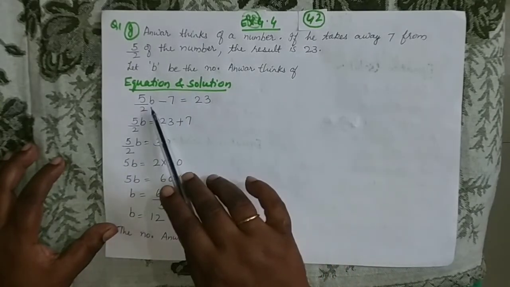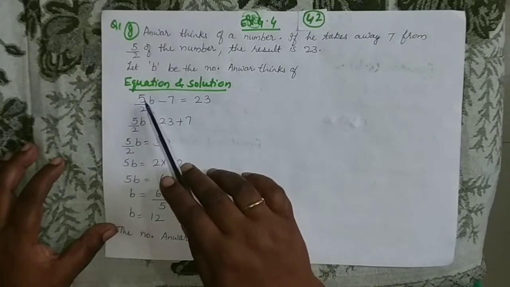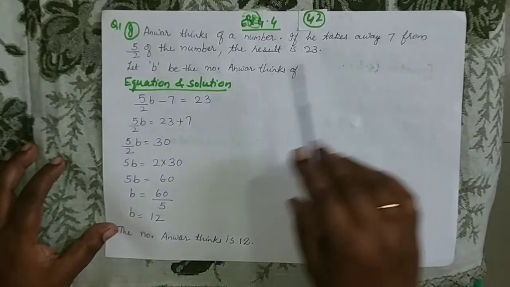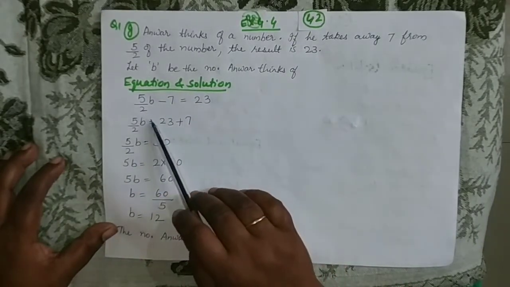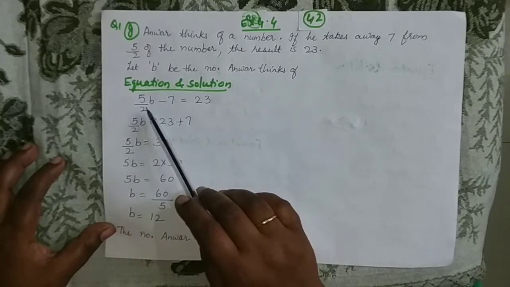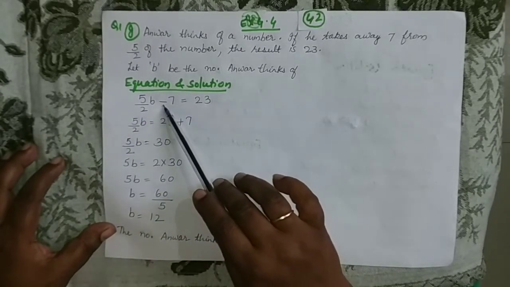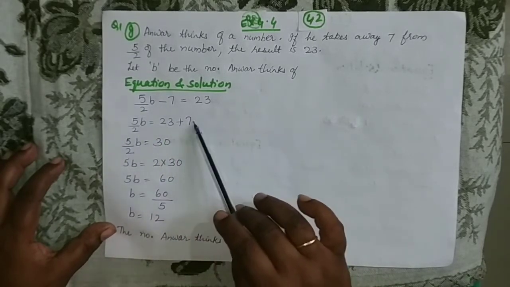So we are forming the equation. 5 by 2 of the number means 5 by 2 B because the number is B. 5 by 2 of it means 5 by 2 of B. From that what we have to take out? 7. So minus 7. Then it is equivalent to 23. Easily form the equation. Read the statement and form the equation. So 5 by 2 B is what? 23 plus 7. Minus 7 is taken from LHS to RHS. So 5 by 2 B is what? 23 plus 7 is 30.